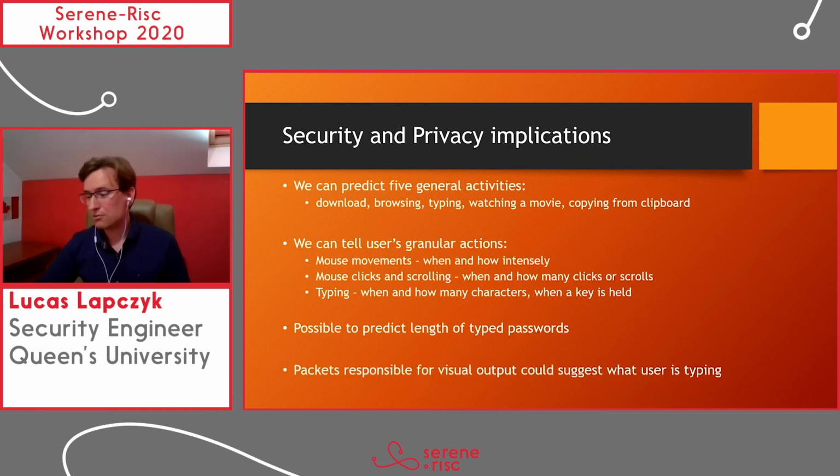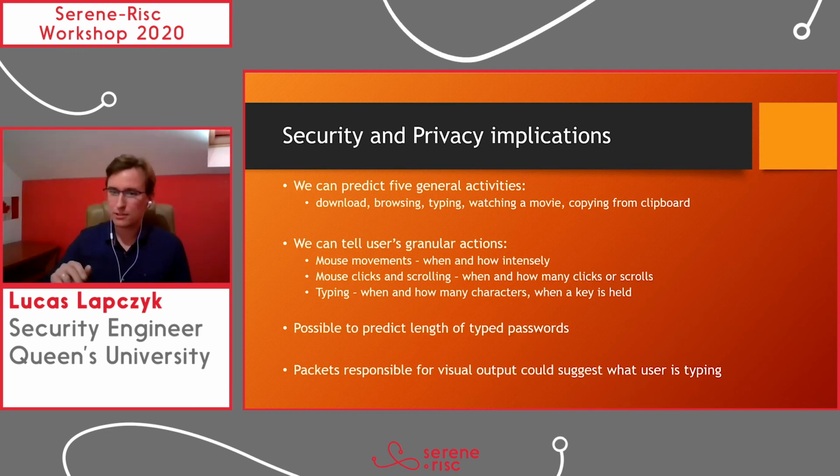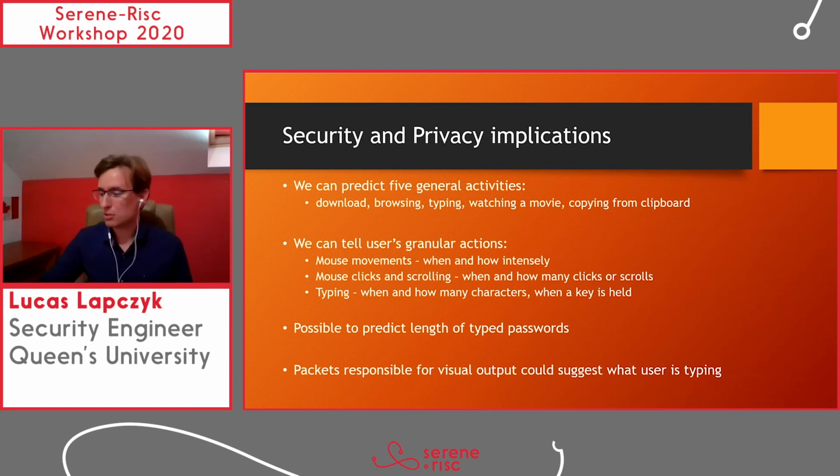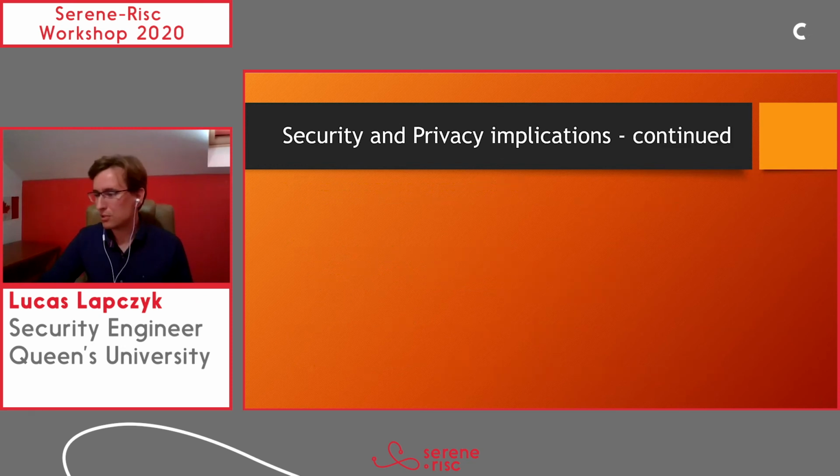Again, packets responsible for the visual output could suggest what the user is typing. It may not work for the passwords, since there's usually a filler for every character the user is typing on the screen. So there's either a dot or some other filler character displayed. But for whatever the user is typing on the screen, there might be something that an attacker could potentially detect.